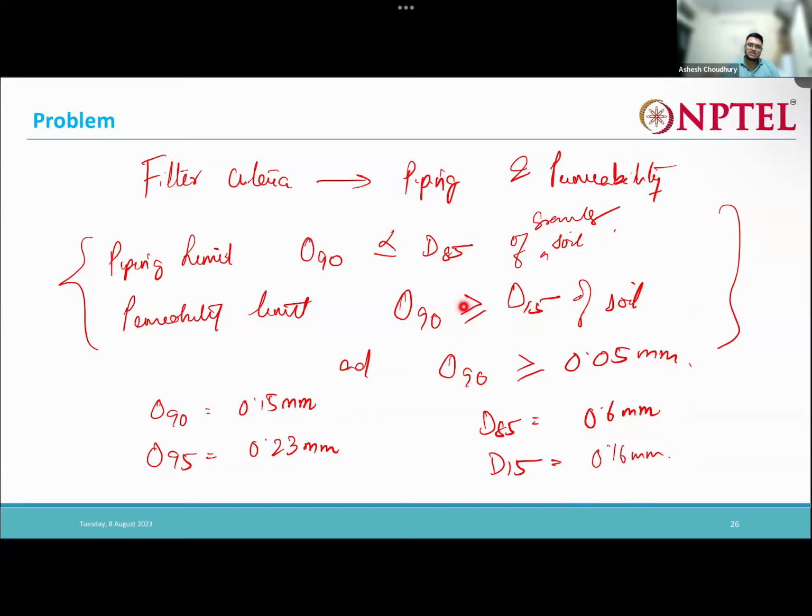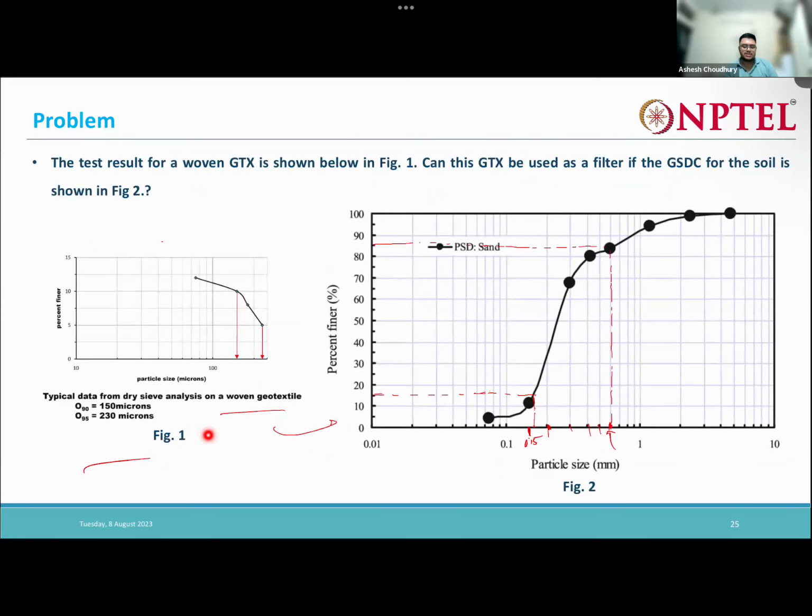So first this criteria is satisfied, this criteria is satisfied. And is O90 greater than or equal to 0.05 mm? Yes, right. So all these criteria are satisfied. Hence, this geotextile can be used as a filter material. Understood? So this is how we judge the product. This is why testing is required.